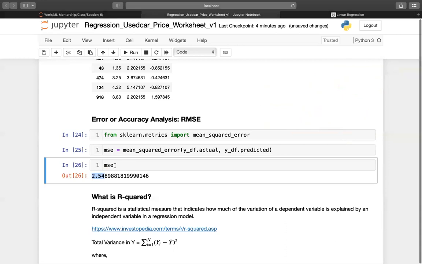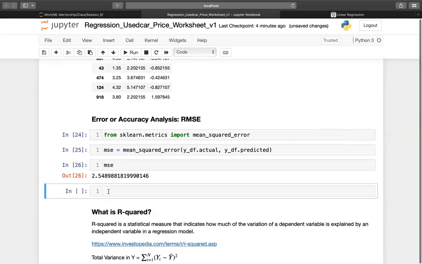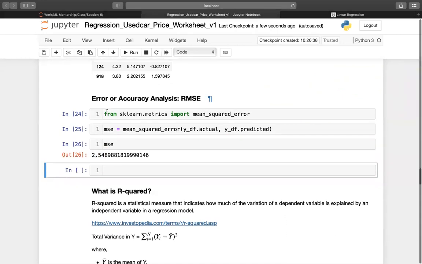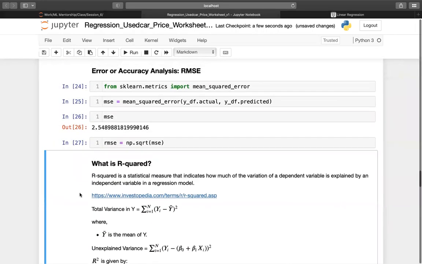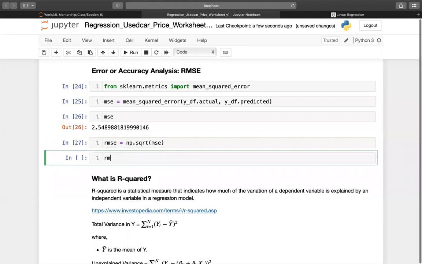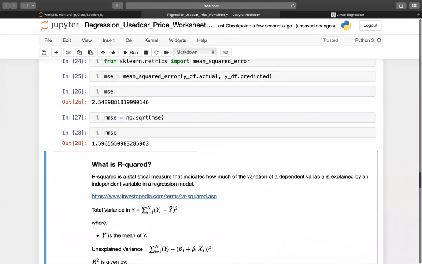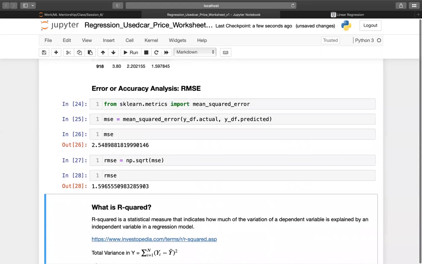Now there is no function to calculate RMSE, unfortunately. We can actually use RMSE equals np dot sqrt. There's a function called square root in numpy which can calculate the RMSE value. We take a square root of it, simple, and say that's my RMSE value. So 1.59.